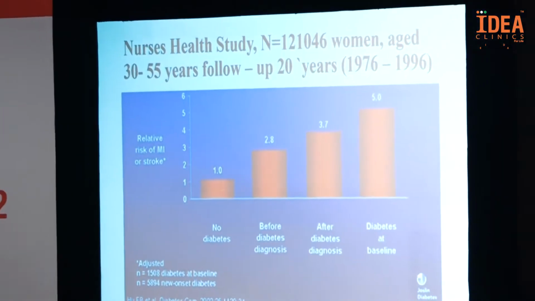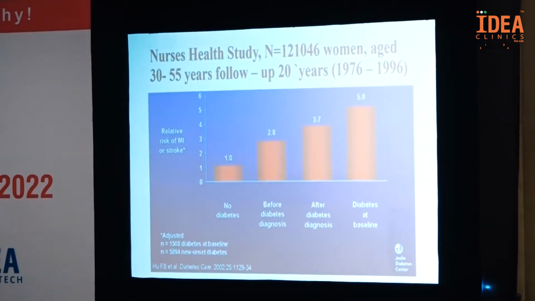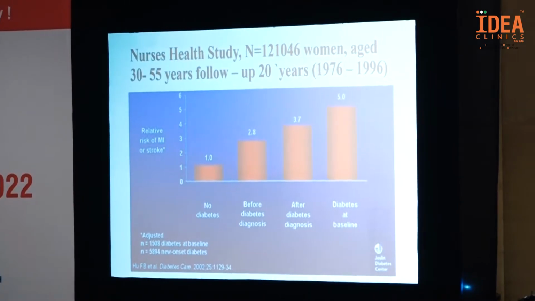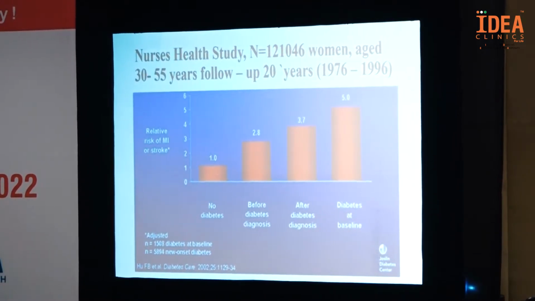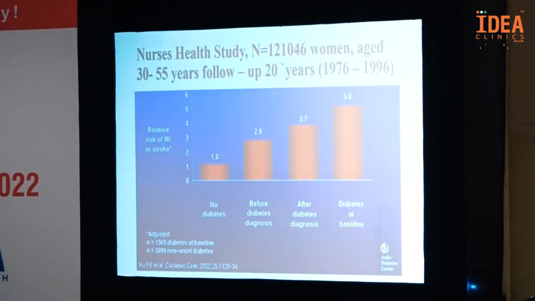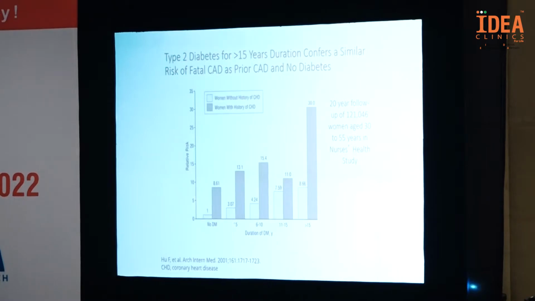So this is one of the oldest studies, a 20-year follow-up of 1,21,000 women, that is the Nurses' Health Study. If a person doesn't have diabetes, the risk of developing MI is less, and at the diagnosis of diabetes, the risk almost doubles. And if the person had diabetes at the diagnosis of MI, the risk is almost 5 to 6 times. So diabetes plays an important role in cardiovascular morbidity and mortality.